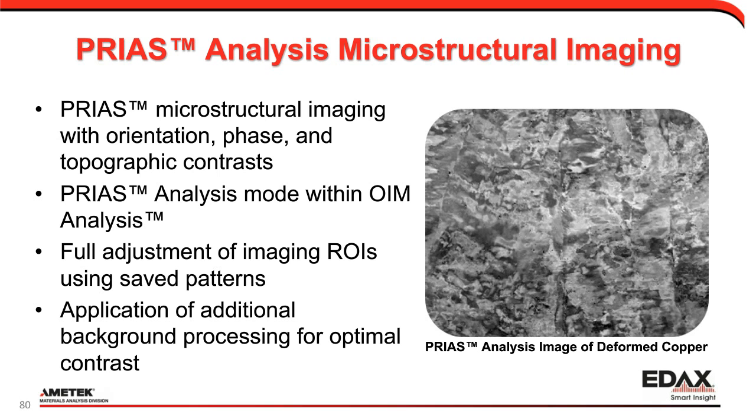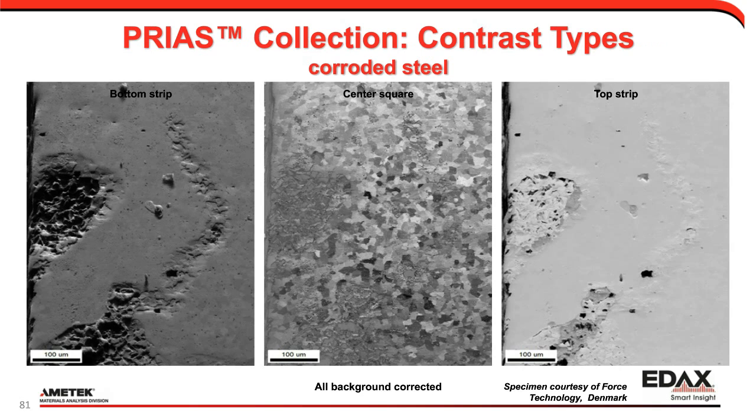To get an idea what PRIAS can show, this shows, from a corroded steel sample, one of the detector channels. The bottom channel shows topographical contrast. The center channel shows orientation contrast. And the top channel shows atomic number contrast.